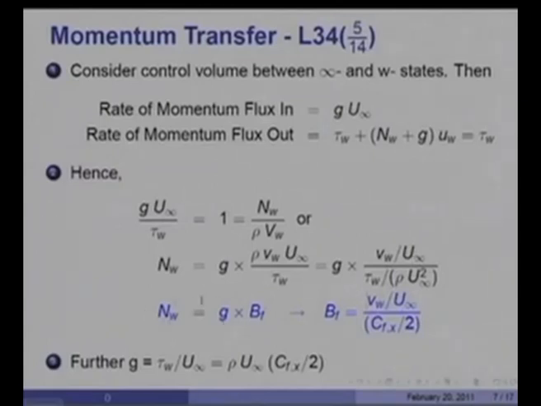Our claim that the model is able to predict all effects of momentum transfer through this expression N W equal to G B is verified as long as we interpret B in this fashion, B F equal to V W over U infinity divided by C F x by 2. So, in order to get G, what will be G? The meaning of G will be tau wall over rho U infinity, which will be rho U infinity C F x by 2. So, in the momentum transfer problem, G would be simply rho U infinity C F x by 2, and C F x by 2 is available to us from correlations for many problems.